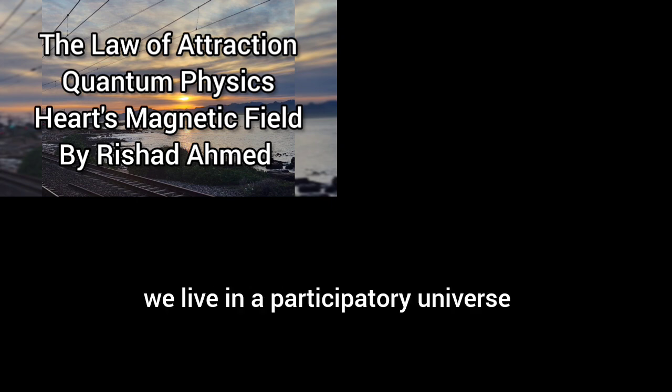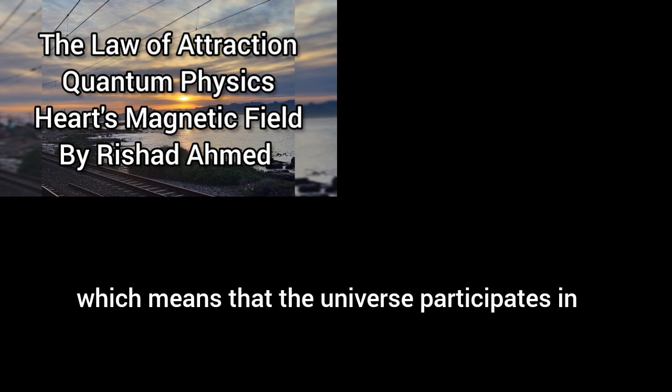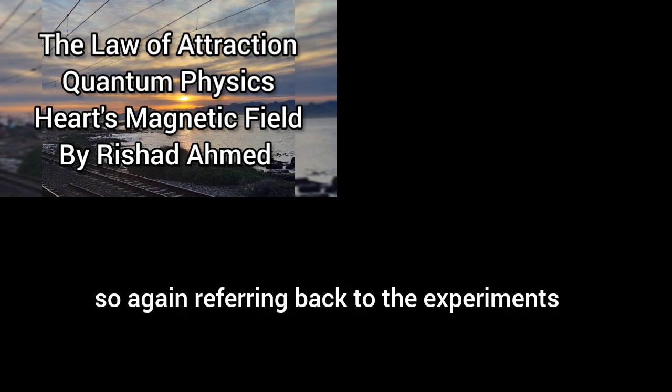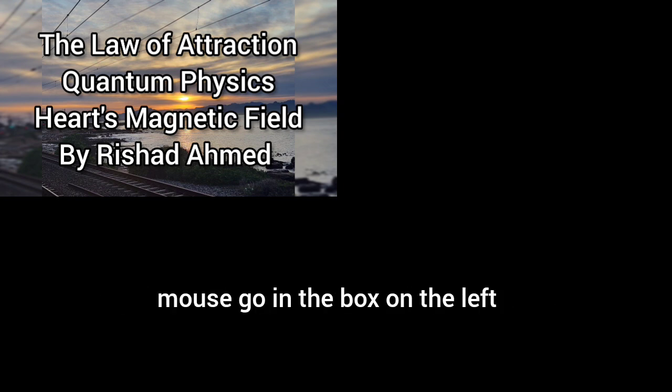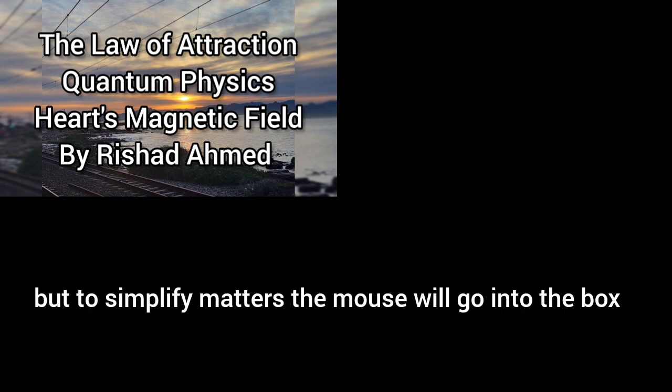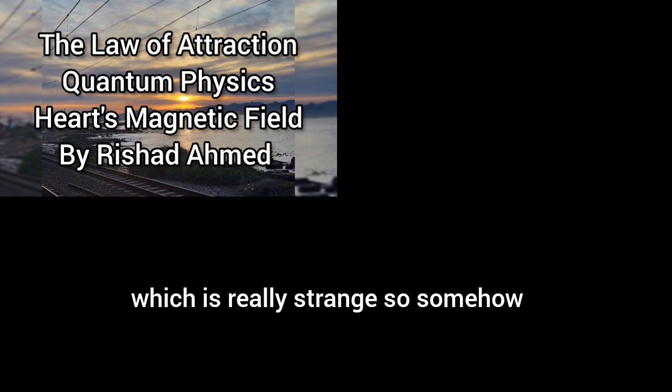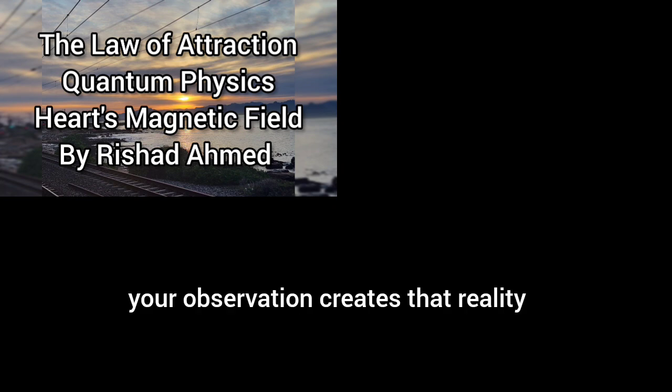So I repeat that. We live in a participatory universe, which means that the universe participates in how we perceive it to be. So again, referring back to the experiments, the way the particles or the waves behave depends on how we observe it. Here's a simple example to explain. If I have a mouse and I have two shoe boxes, and I let the mouse out, does the mouse go in the box on the left, or does the mouse go in the box on the right? Now you'd say, well, it's 50-50. You don't know what the odds are. But to simplify matters, the mouse will go into the box that you think it will go into, which is really strange. So somehow your observation creates that reality.